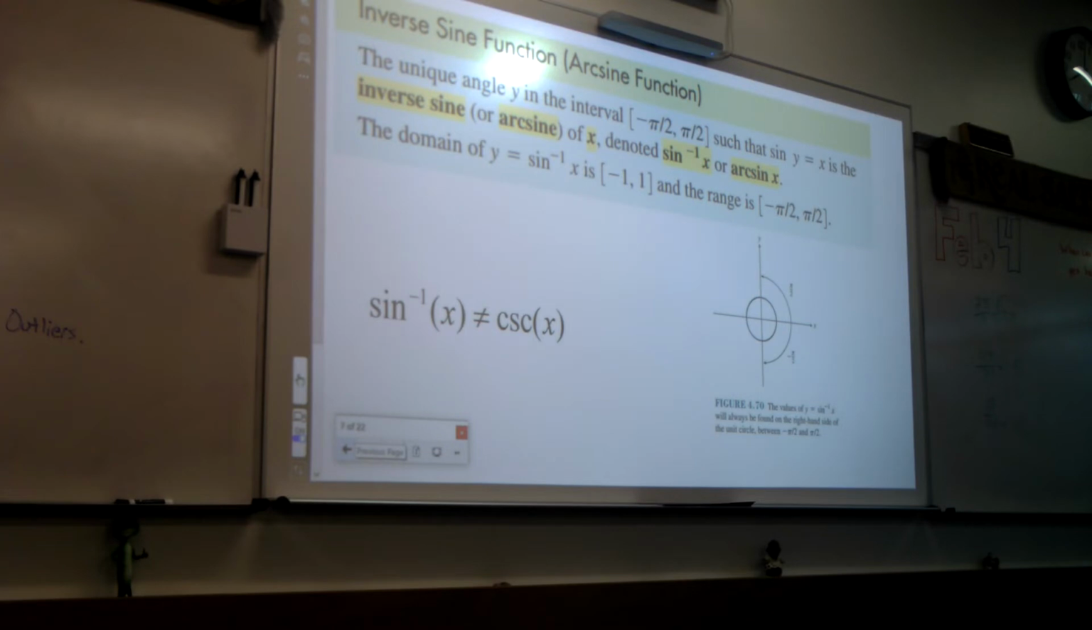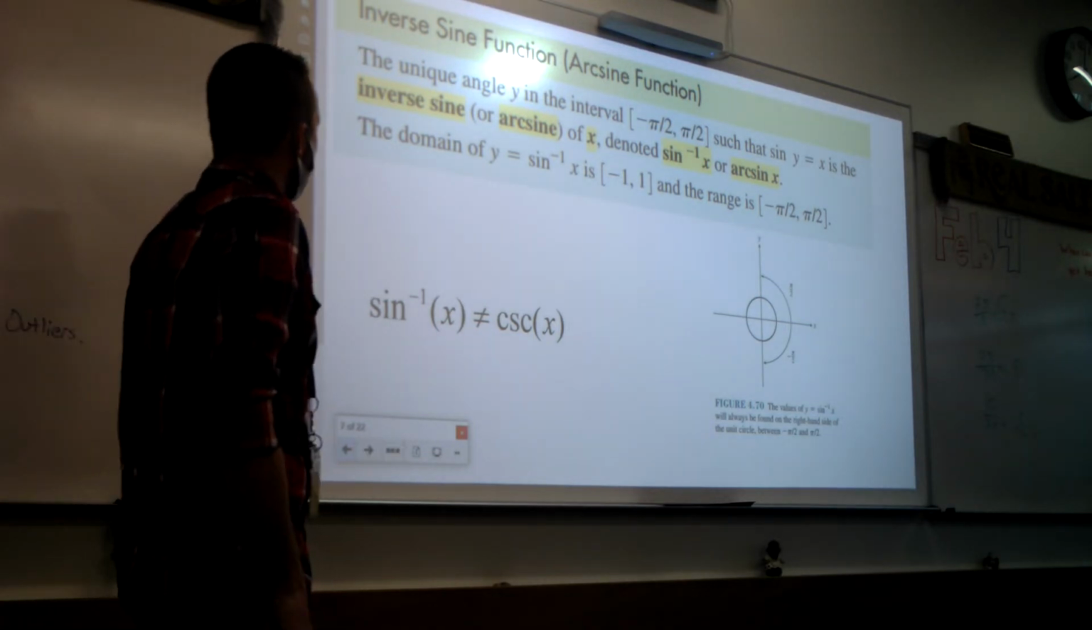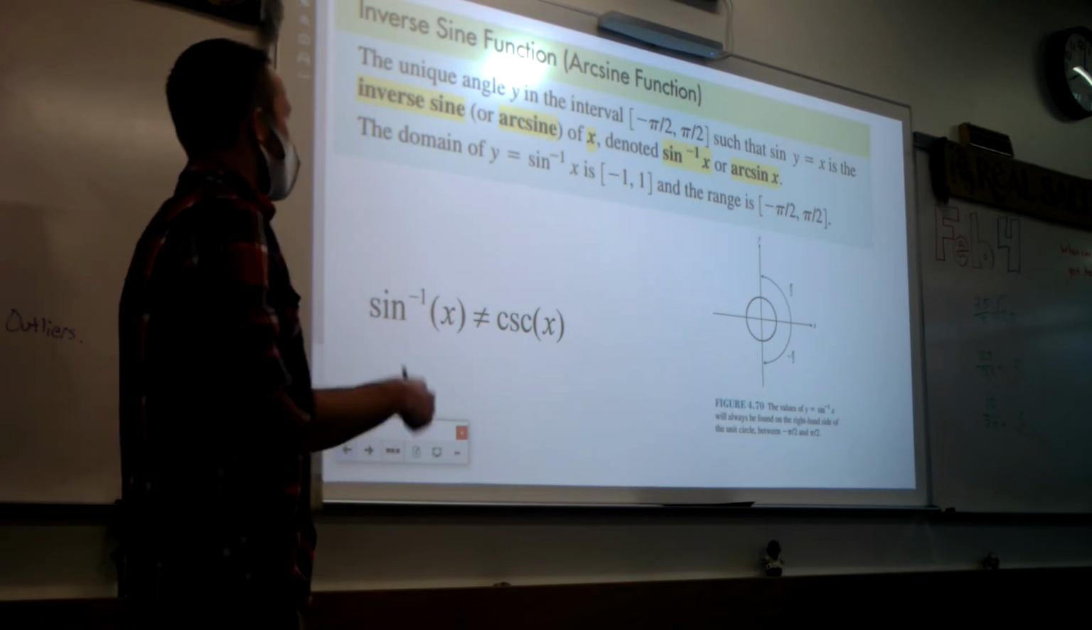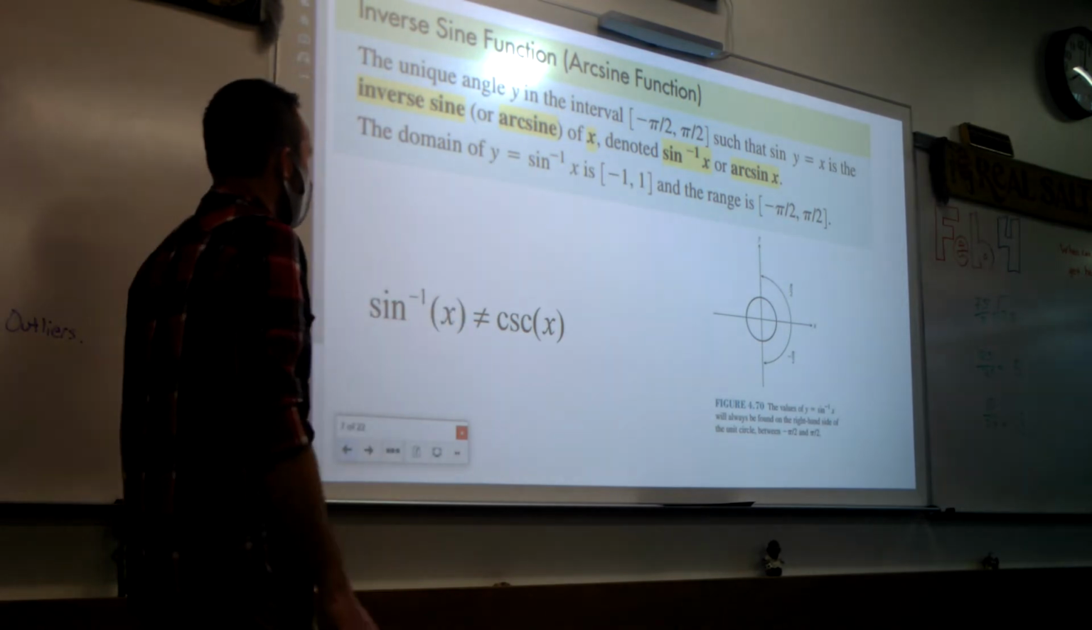Okay, and I kind of went over it on this page too. So now here's the deal. The inverse sine, also called the arc sine, is the unique angle y in the interval negative pi half to pi half such that sine of y equals x.